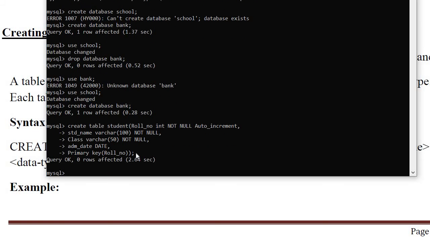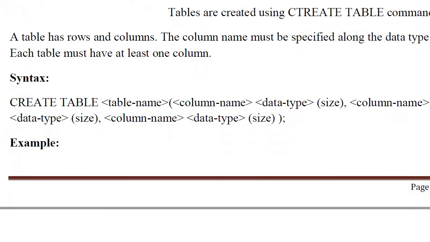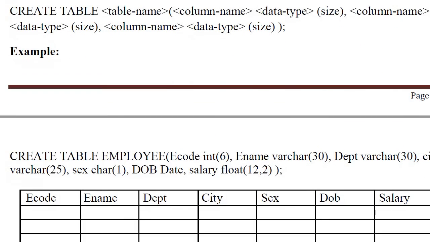So it takes a time. Okay, now your command got executed. You create a table with the name student, and here you mention four fields, that is roll number, student name, class, and admission date. And roll number is your primary key. So you create a table like that.